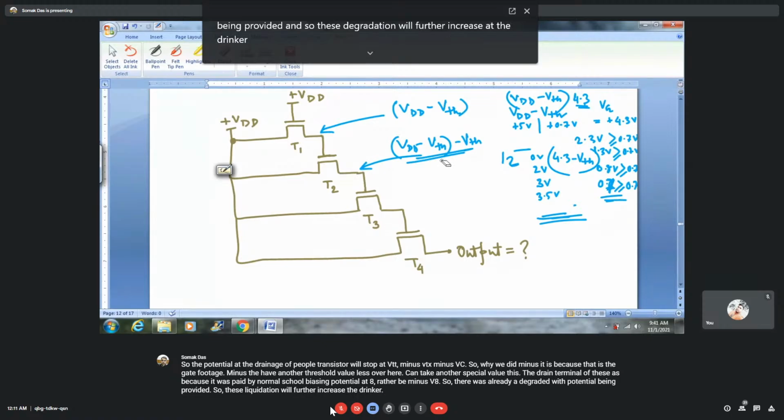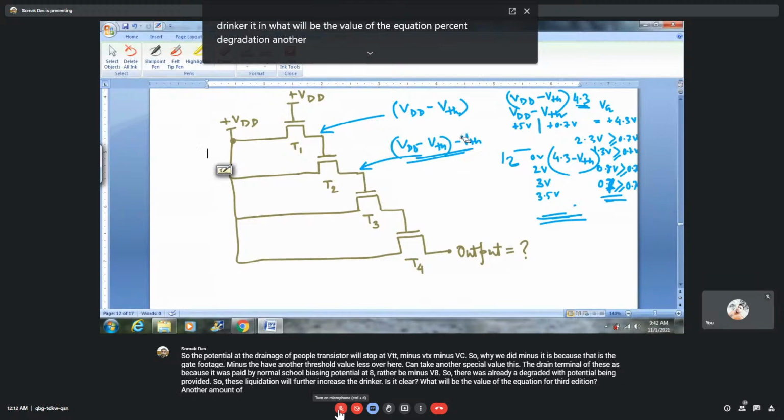Is it clear? What will be the value of degradation? Further degradation, another amount of VTH, another amount of threshold potential at the drain. Tell me whether it is clear or not.